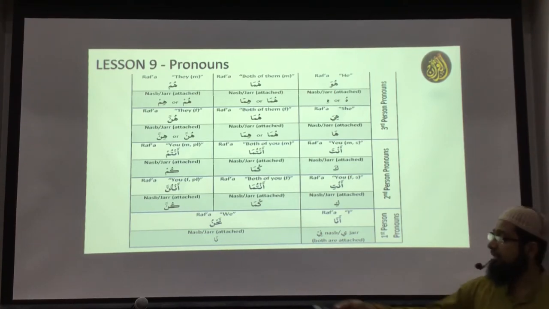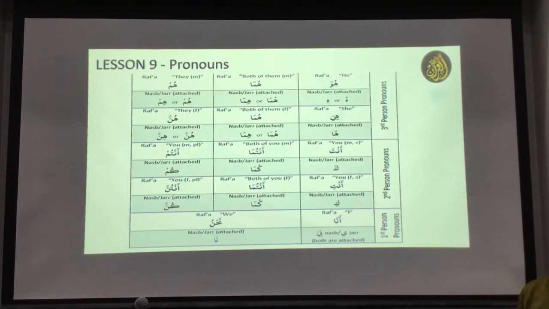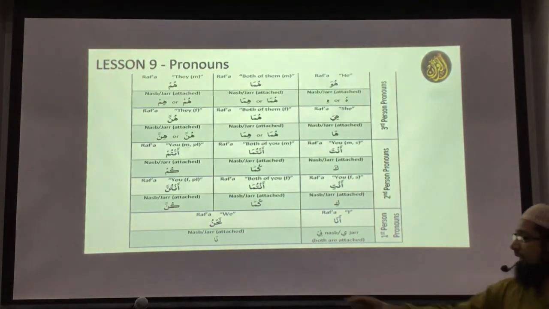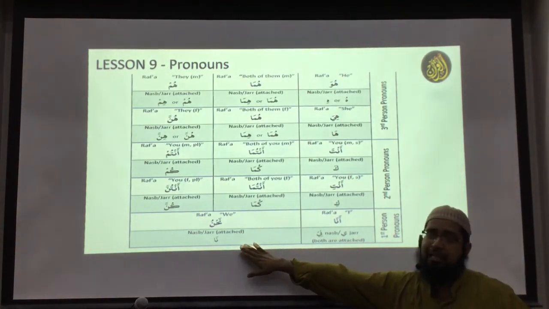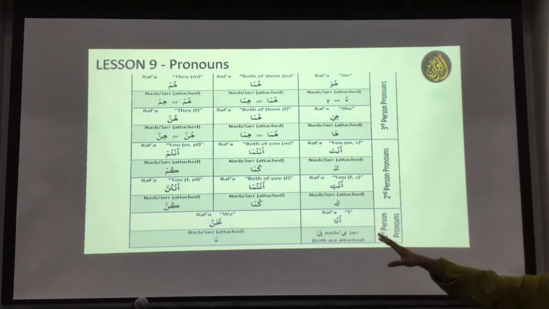A lot of people make a mistake. They think Nahnu starts with noon, so the Jar version is ni. But no, the Nahnu Nasab or Jar version is Na, noon with an alif and a fatha. So that is the Nasab and Jar version. Only one version: Nahnu is Na.